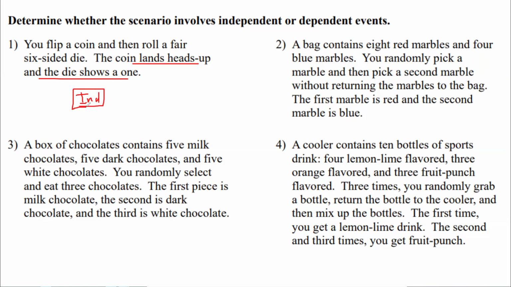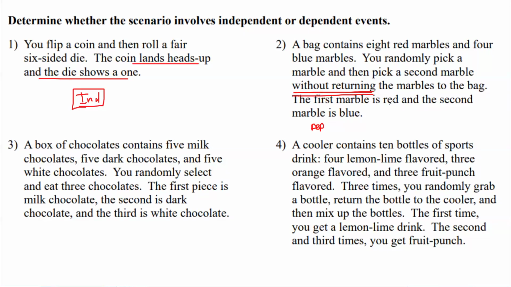A bag of 8 red marbles and 4 blue marbles. You randomly pick a marble and then pick a second marble without returning the marbles. So you're not returning them to the bag. The first marble is red and the second is blue. So this one is dependent because the probability of picking the second one that's blue is going to be affected by the picking of the first marble, right?